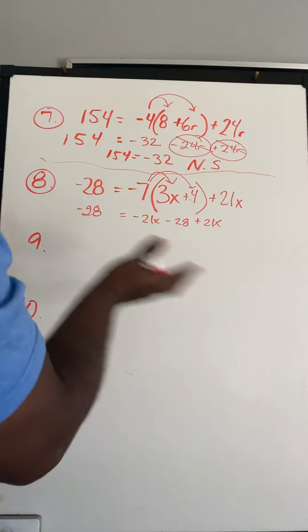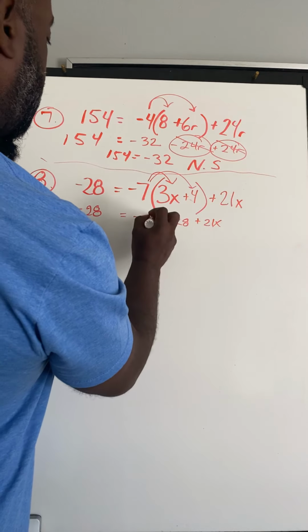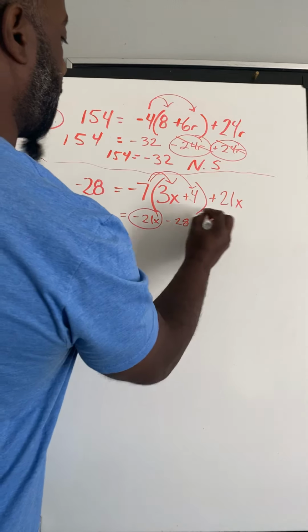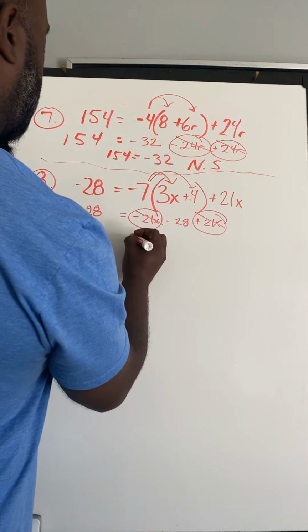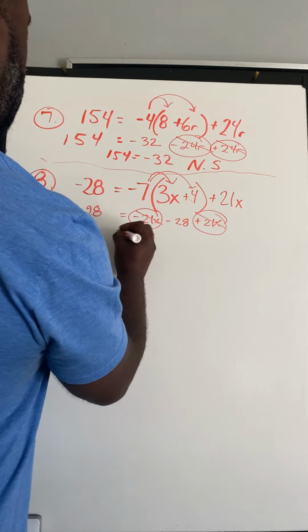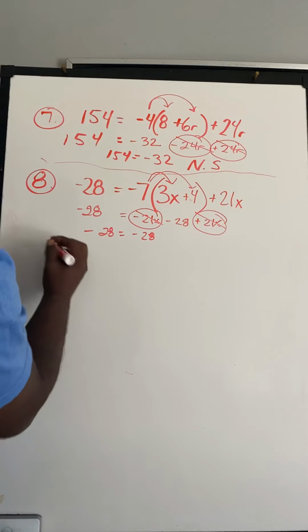Now I'm looking. Hey, got any teammates? Any teammates? Lakers, Clippers? Yeah, here's one. -21x and +21x, they make 0. Leaves me with just a -28. Well, does -28 equal -28? Does it? Yes, it does.